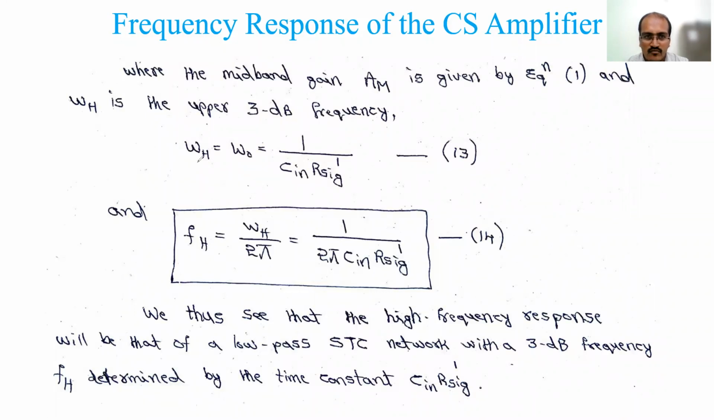WH, which is equal to W naught, is given by what expression? 1 by Cin into R signal dash. The previous equation 12 was the overall voltage gain, so if you express it as 20 log, it will be in dB. This is given by the time constant Cin into R signal dash. Now what is WH? It is angular frequency. If you convert that into frequency, WH is 2 pi FH, or FH is given as WH by 2 pi. So your expression for FH will come as 1 by 2 pi Cin into R signal dash.